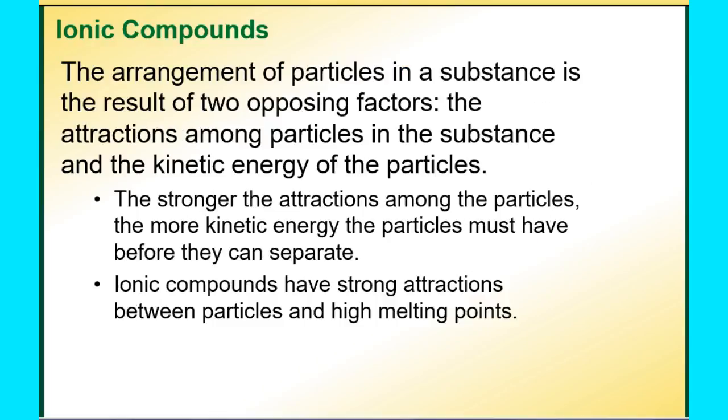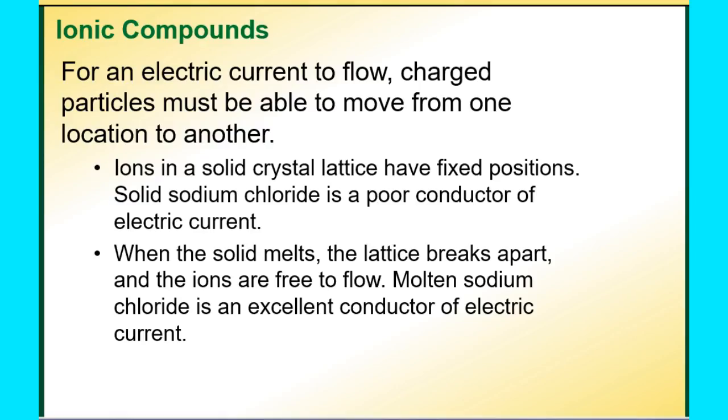The arrangement of particles in a substance is the result of 2 opposing factors: the attractions among particles in the substance and the kinetic energy of the particles. The stronger the attractions among the particles, the more kinetic energy the particles must have before they can separate. Ionic compounds have strong attractions between particles and high melting points.